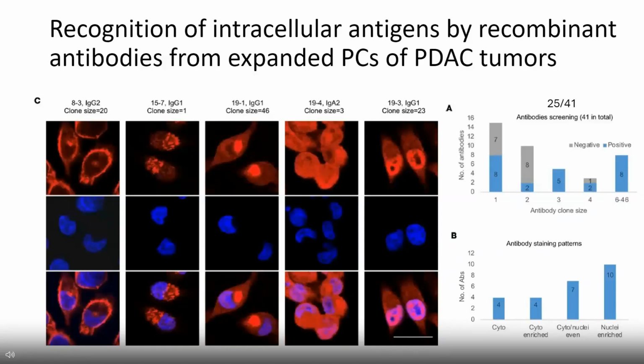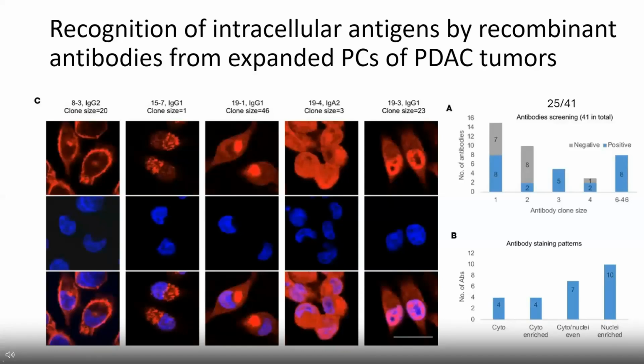Similarly, we have a different antibody, 15-7 from patient 15, which is a single clone antibody recognizing some organelle structure in the cell line. Then we have a third antibody from patient 19. It's also one of the biggest clones in the patient. This clone has 46 plasma cells, and they recognize a very interesting structure in the cytoplasm. Similarly, in patient 19 we see other antibodies, 19-4 and 19-3, that stain different structures. 19-4 stains both nucleus and cytoplasm equally, whereas 19-3 mostly stains nuclear structures.